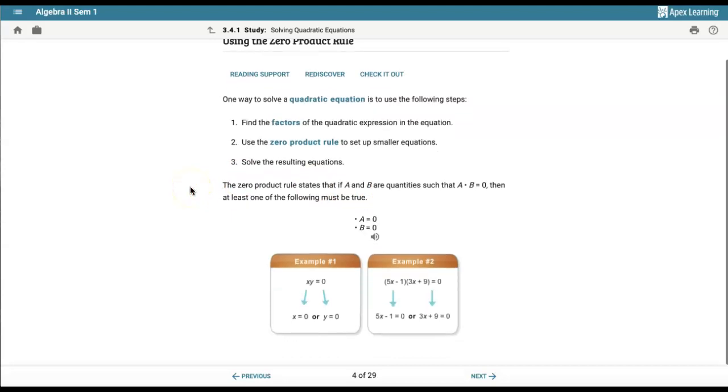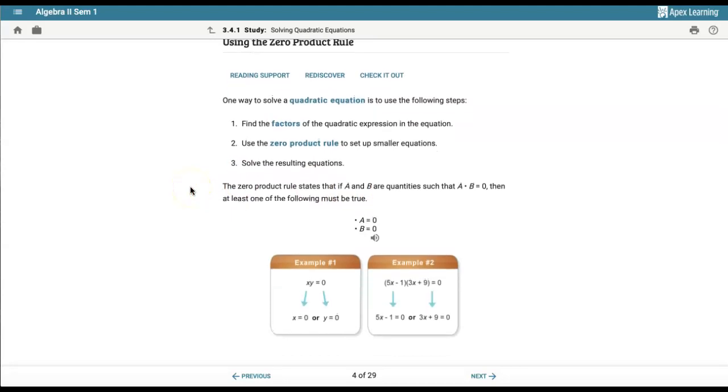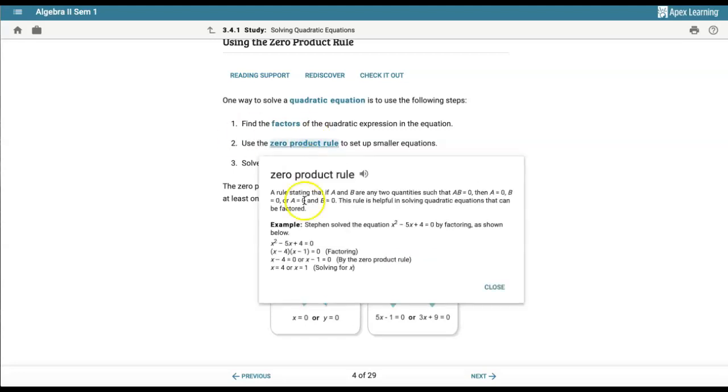Okay, moving forward here, the way to solve a quadratic is pretty simple. You're going to find the factors of the quadratic expression, taking it from that ax squared plus bx plus c, and figure out the two different factors, what two quantities get multiplied together. Then we're going to use the zero product rule. It's a rule that states if a and b are multiplied together such that it equals 0, then either a is 0, b is 0, or both are 0.